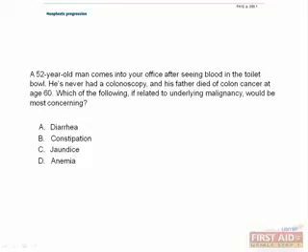Diarrhea, constipation, and anemia can all be explained by cancer limited to the GI tract, but jaundice would mean that the cancer has metastasized to the liver and would carry with it a pretty bad prognosis.